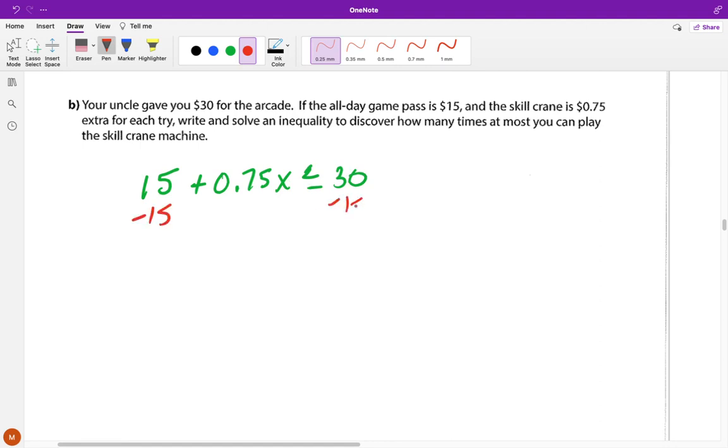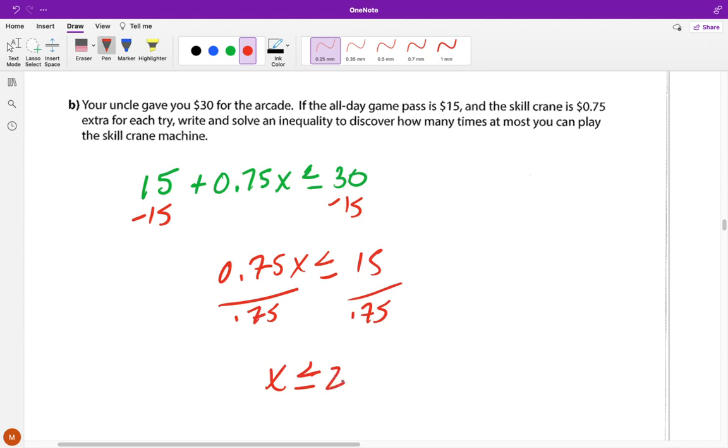We would subtract 15. So 0.75x, however many times we're playing the game, can be up to $15 after you pay for that all-day pass. So 15 divided by 0.75, so x is less than or equal to 20. So that means that you can do this game or this skill crane thing 20 times at most.